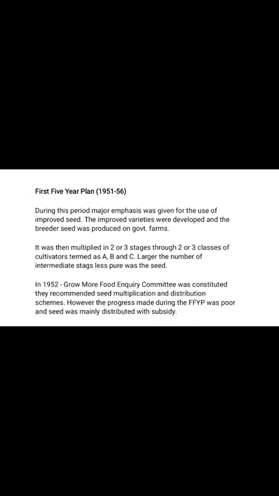In 1952, the Grow More Food Inquiry Committee was established. They recommended seed multiplication and distribution schemes. However, the progress made during the first five year plan was poor and seed was mainly distributed with subsidy.